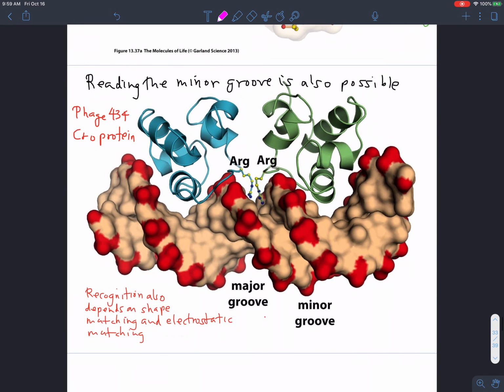And then finally, this is the Cro protein we looked at earlier, before we talked about the interactions occurring in the major groove, the side chains coming down and reading the step edges. But that same protein also has a couple of arginines here that are obviously reading the base edges of the DNA in the minor groove as well. So both minor groove and major groove get read. It's just a lot easier and a lot more common for the reading to take place in the major groove.